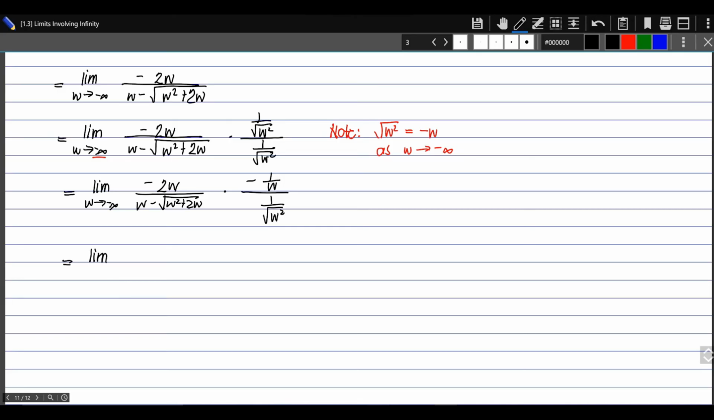So multiplying, the numerator becomes 2, and the first term of the denominator becomes negative 1, since we replace the square root of w squared by negative w here, and this becomes the square root of w squared plus 2w all over w squared. We further simplify the expression inside the radical symbol, so we have the limit of 2 over negative 1 minus the square root of 1 plus 2 over w.